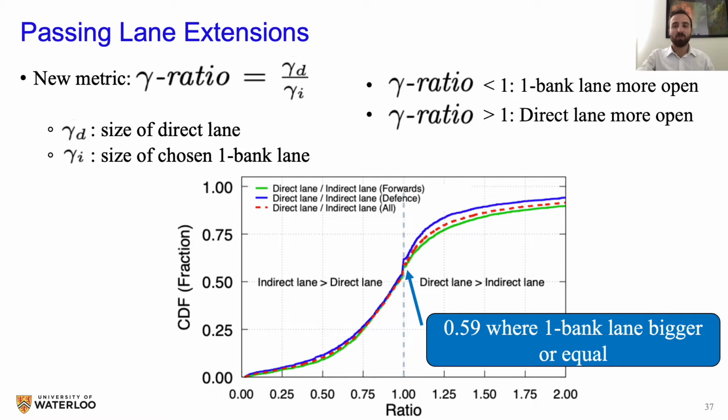Since we can now model passing lanes for one-bank passes, we propose a new metric called the gamma ratio, which is the gamma for the direct passing lane over the gamma for the indirect passing lane for the pass that the player chose. Thus, if the gamma ratio is less than 1 for a one-bank pass, the indirect lane was bigger than the direct lane. Otherwise, the direct lane was actually bigger. We find that players chose to make the indirect pass when the one-bank lane was bigger in 59% of one-bank passes in our dataset.